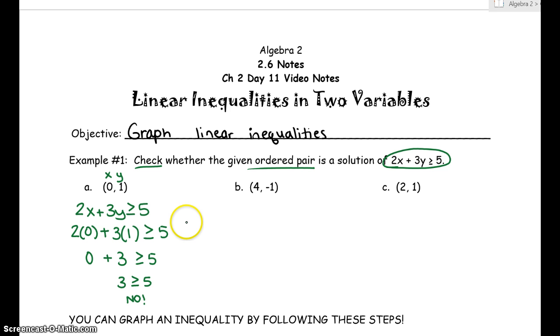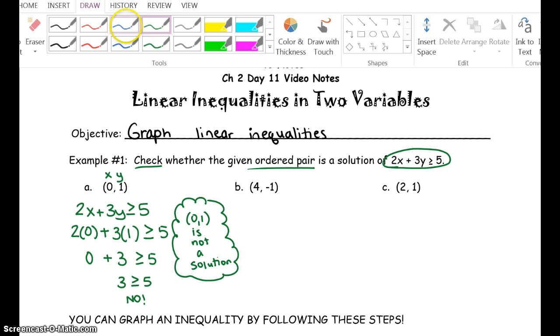Therefore, we can make the following statement. 0 comma 1 is not a solution. So if we say, no, this is not a true statement, then the obvious answer is no, it does not work. Therefore, no, it's not a solution.